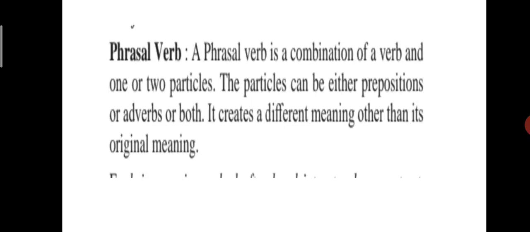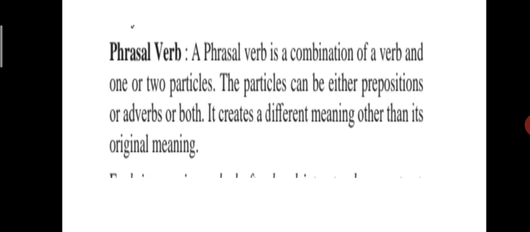There are two types of phrasal verbs: transitive and intransitive phrasal verbs, and the second classification, separable and non-separable phrasal verbs. First, a transitive phrasal verb requires an object. Otherwise, it does not make complete sense. For example, they will sort out the problem.